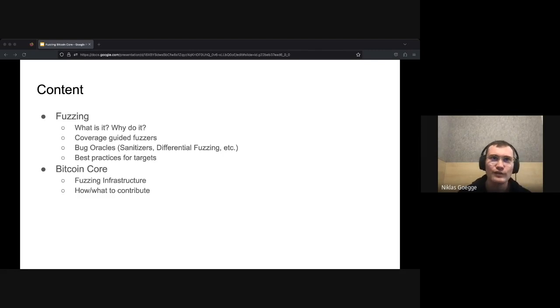So my goal is, for everybody who is already contributing to Bitcoin Core, or other technical people who are interested in fuzzing, to get them to contribute or at least maybe run the fuzzers. Yeah.